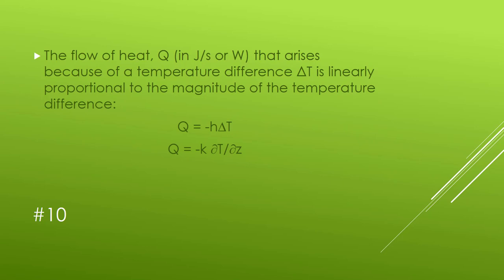And our final one is that the flow of heat, which we designate Q, in joules per second or watts, so the rate that arises because of a temperature difference, is linearly proportional to the magnitude of that temperature difference. From heat transfer, we know that we can designate this as either Q equals negative h delta T, or Q equals negative k dT/dz, whether we're talking about convection or conduction.